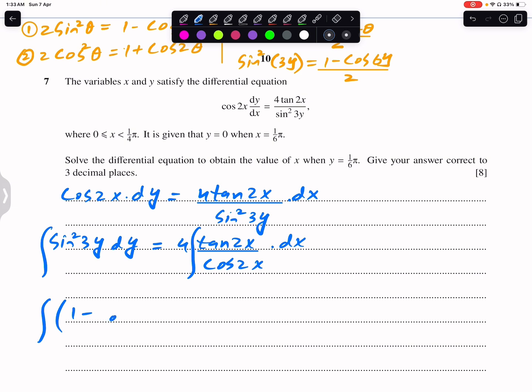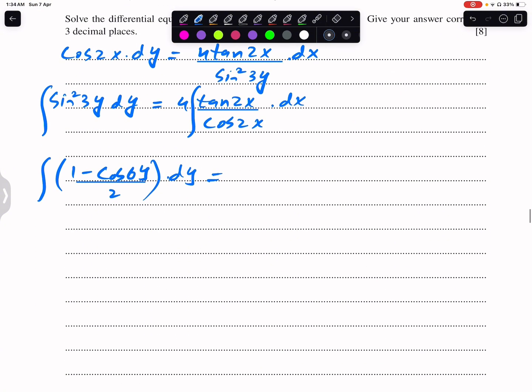Integral of 1 minus cos 6y divided by 2 dy. Forget about the right side for now, and just integrate the left side. Bring 1 over 2 outside the integral, and the integral of 1 is y, and the integral of cos 6y is sine 6y divided by the derivative of the angle, which is 6. So this is the integration of the left side.